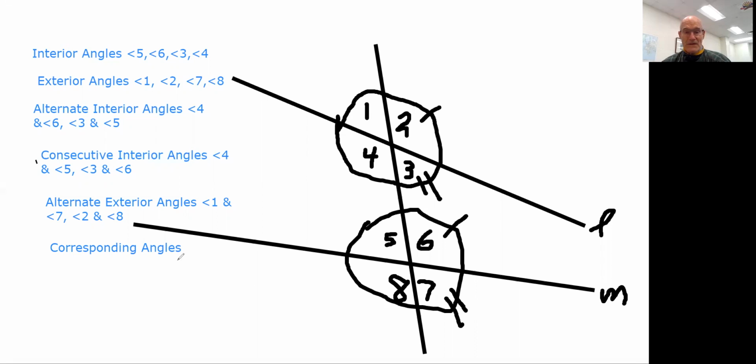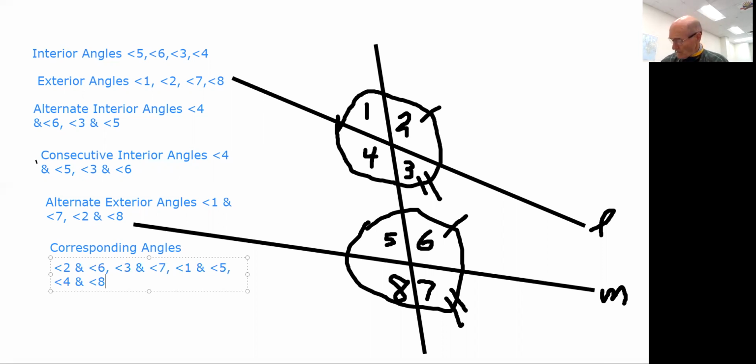So the corresponding angles here are, we go back to our text mode here, angle 2 and angle 6, angle 3 and angle 7, angle 1 and angle 5, and finally angle 4 and angle 8. So these are the types of angles.